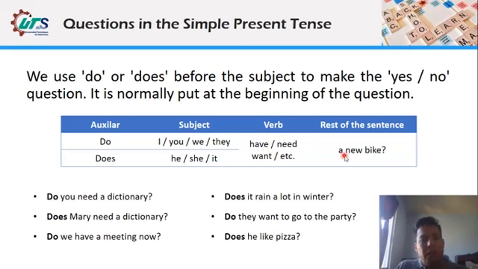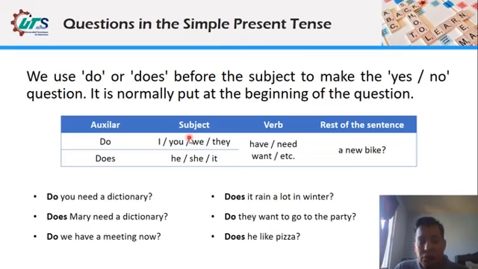Do I have a new bike? Do you need a new bike? Do we want a new bike? Do they have a new bike? And for the third person singular, the question is, does he have a new bike? Does she have a new bike? And does it want a new bike? Remember, in this case, in negative form and question, the auxiliary do doesn't have meaning.